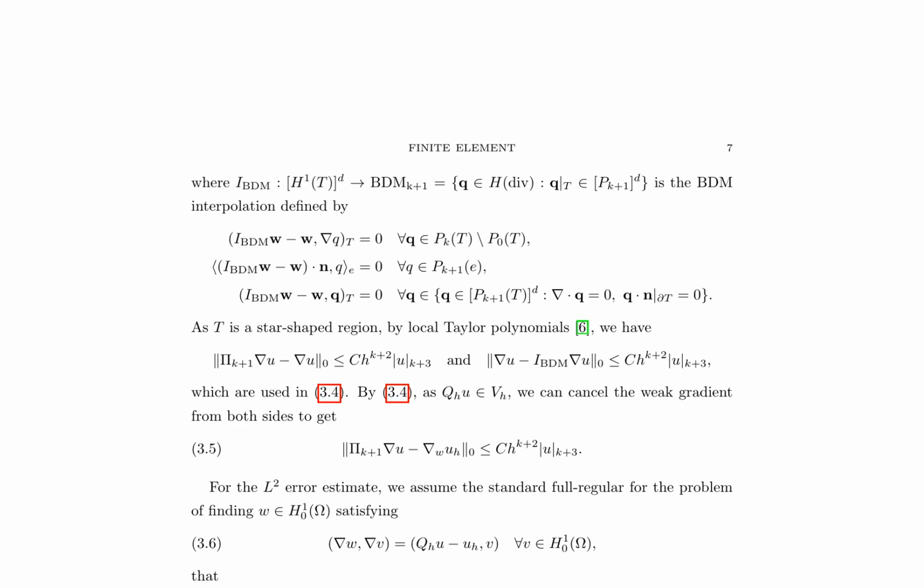resulting solution. The BDM interpolation operator, I_BDM, is defined as a mapping from H1(T)^d to BDM_{k+1}, the space of BDM elements of order k+1. Three conditions ensure that I_BDM preserves the normal component of the gradient on the boundary of each element, as well as the divergence-free property within the element.